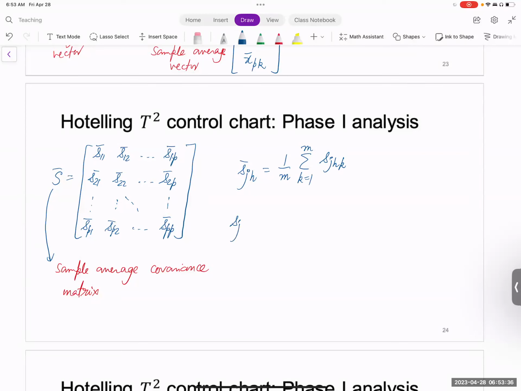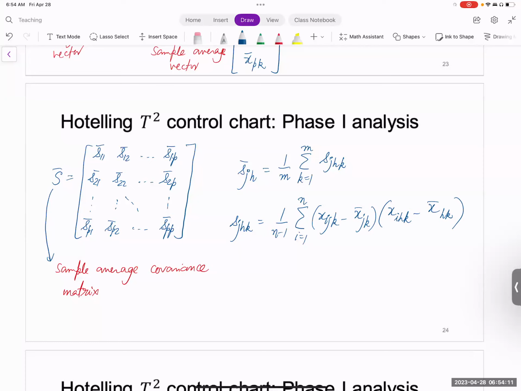Let me write this down, S_jhk. You don't have to compute this again, but I'll give you the formula. This is the summation over i equals 1 to n of (x_ijk minus x̄_jk) times (x_ihk minus x̄_hk). Again, you don't have to compute this. I will provide these numbers to you in the exam and also in the assignments.